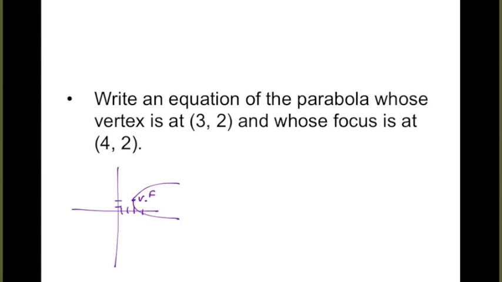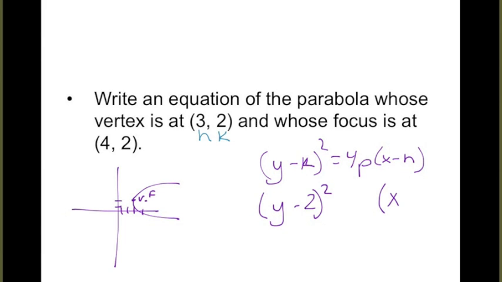So this is horizontal facing again. So horizontal facing is y minus k squared equals 4p times x minus h. You don't have to memorize those, you can just read them right off of your chart. Our vertex for a parabola is our h and k. So we can take those and plug them in their spots. Y minus 2 and x minus 3.